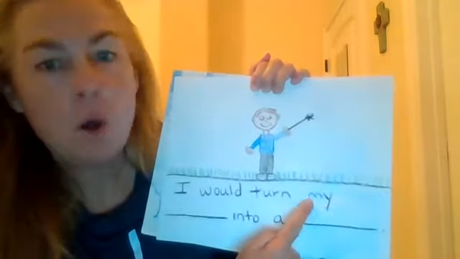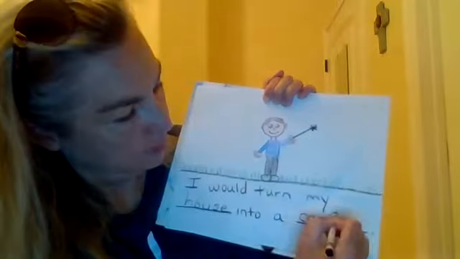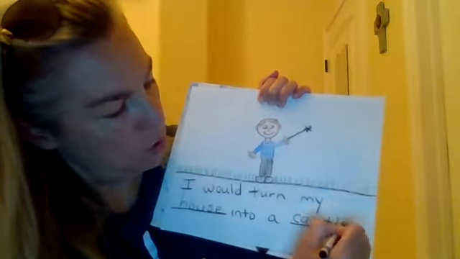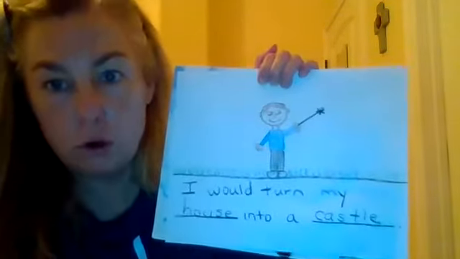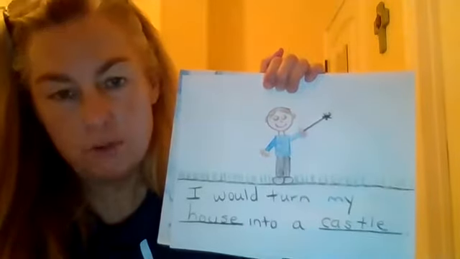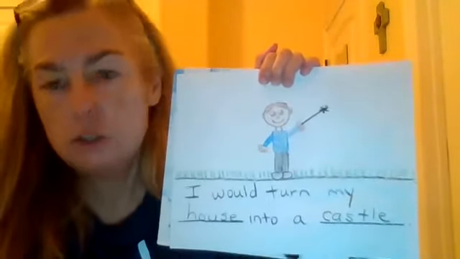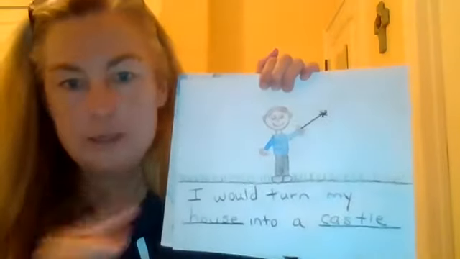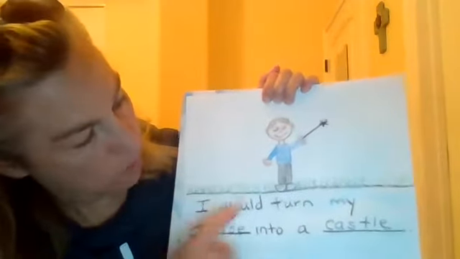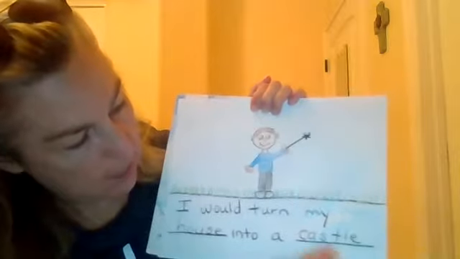And you know what this one's going to say? I would turn my house into a castle. Now remember, when you are writing your words, you can just sound them out. If you don't have somebody to help you spell them, just find the beginning, middle, and ending sound, and that's great. So I would turn my house into a castle.